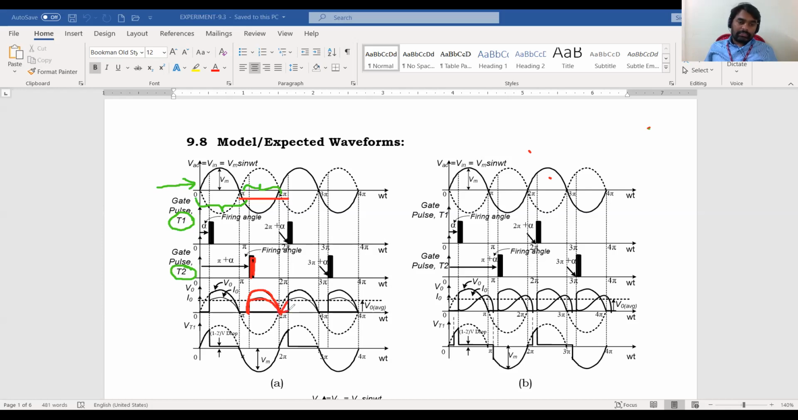Again, if you see at omega t equal to 2 pi, the net current which is flowing through the thyristors D2, thyristor T2 and D1 is becoming zero at this particular point. So now they will go to conduction off state automatically. And during this negative half cycle from pi to 2 pi, T1 will be subjected to reverse voltage across it. So it has to block the complete reverse voltage. So it is blocking this reverse voltage.